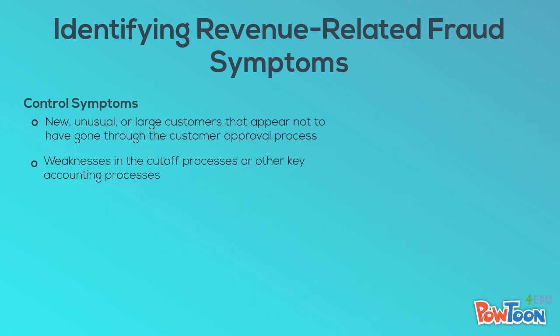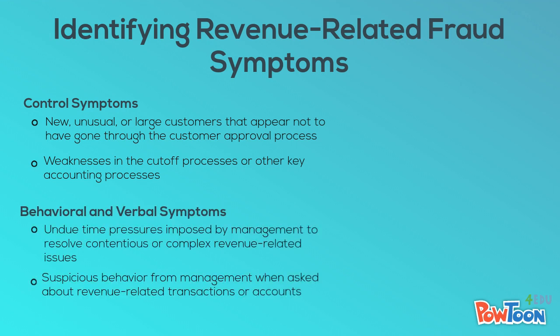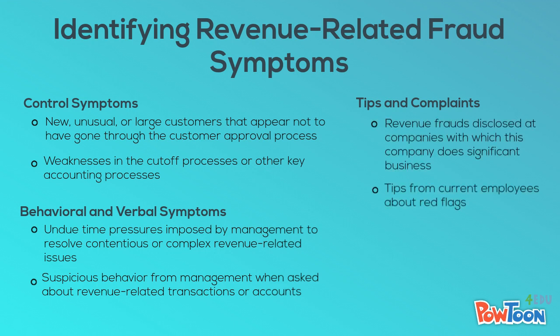Control symptoms are breakdowns in the control environment, accounting system, or internal control activities or procedures that are often so egregious that they hint that management is overriding key controls. An example here is the Citigroup case, where the manager was overriding the controls for unapproved vendors. Behavioral and verbal symptoms occur when fraud perpetrators change their behavior to cope with stress or hide fraud symptoms. Finally, be open to tips and complaints from employees, spouses, vendors, customers, and others.